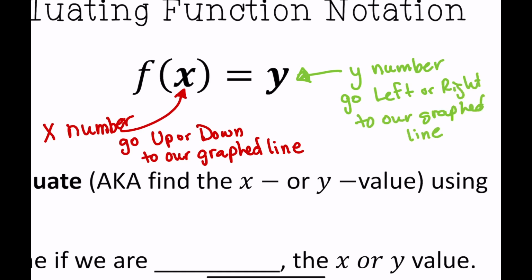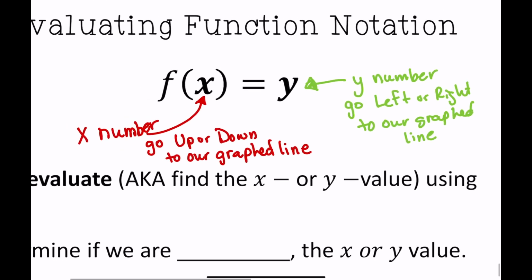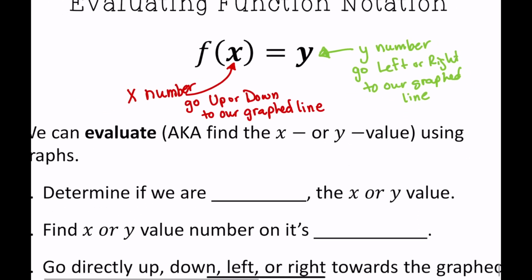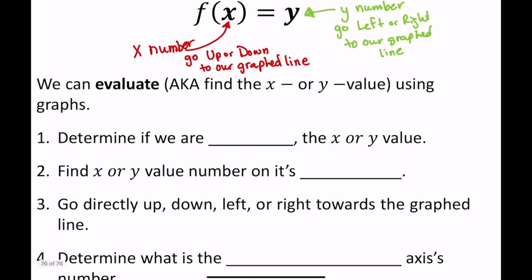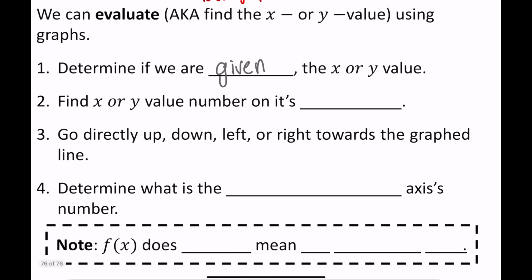So today what we're doing is the same thing as we did yesterday, but we're using function notations in a graph, not just a table in a graph. So we can evaluate, aka find that x or y value using graphs. Okay, so first we got to determine if we are given an x or y value. Then we have to find that x or y value on its axis. So if it's an x number, we go on the x-axis. If it's a y number, we go on the y-axis. We go directly up, down, left, or right.